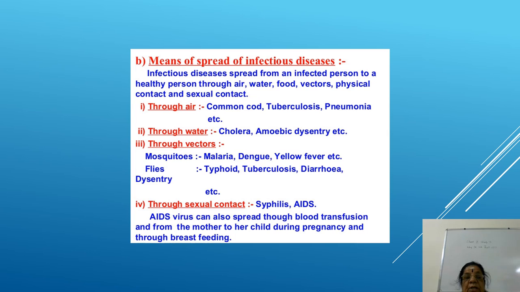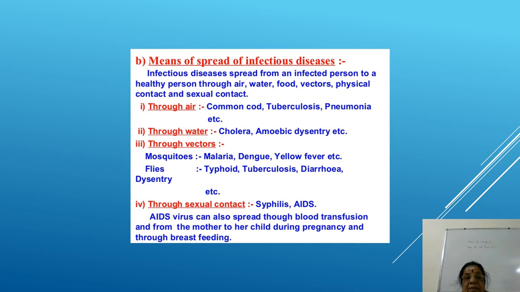Through air: common cold, tuberculosis, pneumonia. Through water: cholera, amoebic dysentery. And through vectors, such as mosquitoes: malaria, dengue fever, and yellow fever. I repeat, vectors are carriers of the disease. They are called vectors. Mosquitoes carry the pathogen Plasmodium, causing malaria. In the same way, Aedes aegypti carries the pathogen for dengue fever.